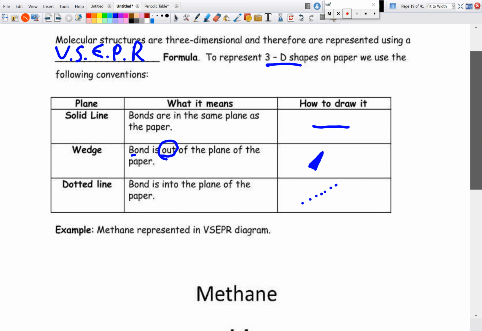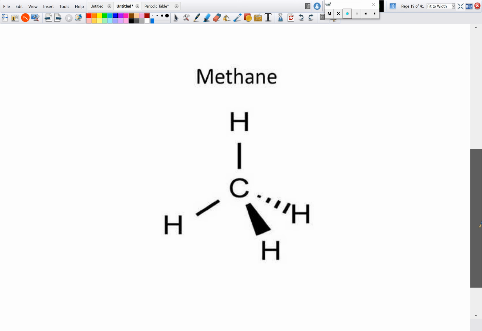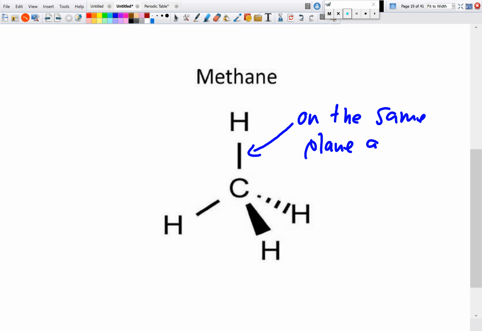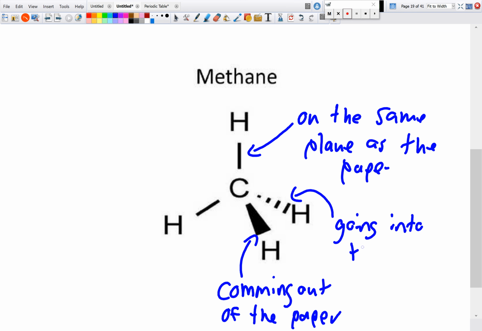So for example, methane, which we're going to get into why it has this shape, but I chose this molecule just to show you how we have two bonds here that are on the same plane as the paper. This bond right here is coming out of the paper, and that one is going into the paper.